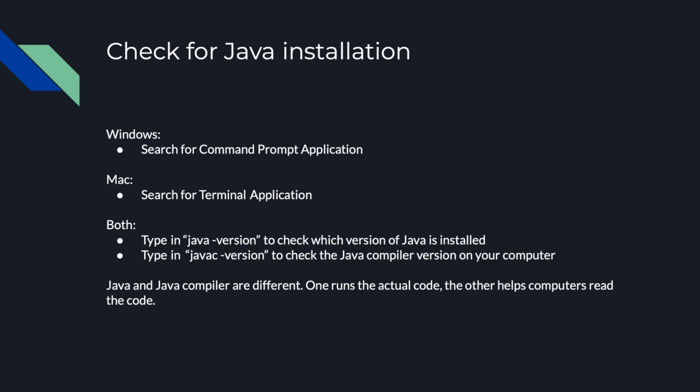People do this to make sure that they have correctly installed Java onto the computer and that they can use it. The difference between Java and a Java compiler is that one runs the actual code, which is the Java part, and the other helps the computer read the code, which is the Java compiler part. So we'll get into a demo about how to check for Java installation.